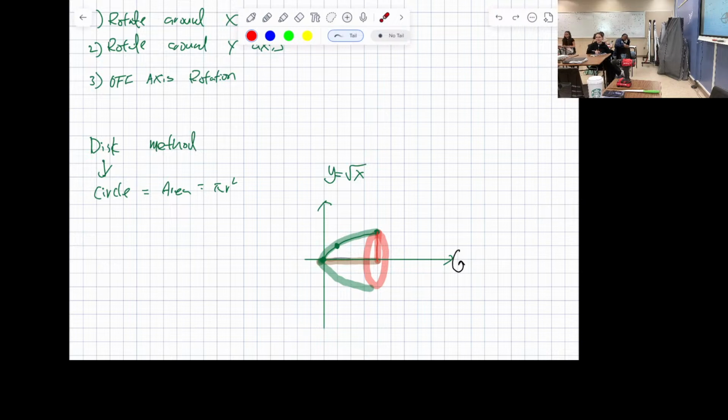Okay, so I have a watermelon. All right, so I need some paper towel. Paper towel here.